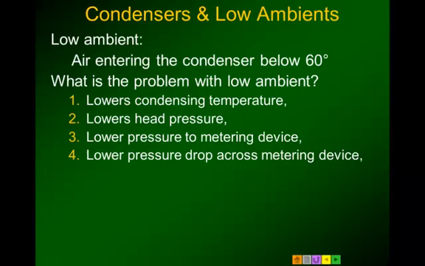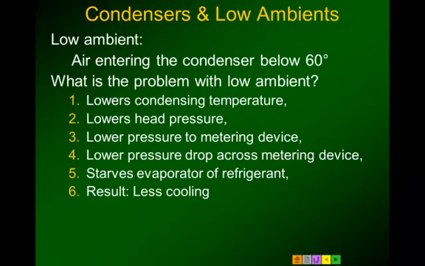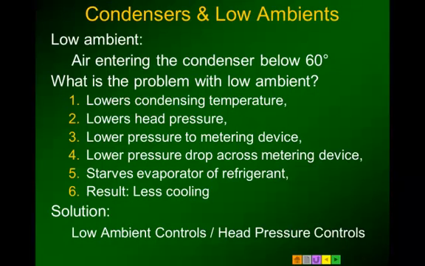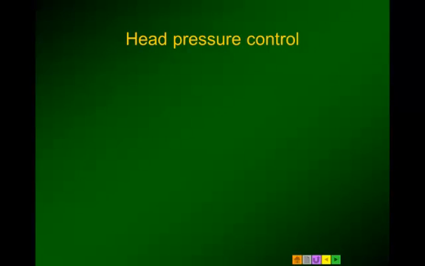The lower pressure drop across the metering device will starve the evaporator of refrigerant. So instead of having maybe a 100-pound pressure drop, a PD, across the metering device, it may drop to 50, 60, 70 pounds, and the effect is starvation of the evaporator, resulting in less cooling. Therefore, we have the compressor running longer to do the same job because the system is less efficient. The solution is to keep the head pressure up by using low ambient controls that will deal with the head pressure. So let's take a look at the head pressure control.